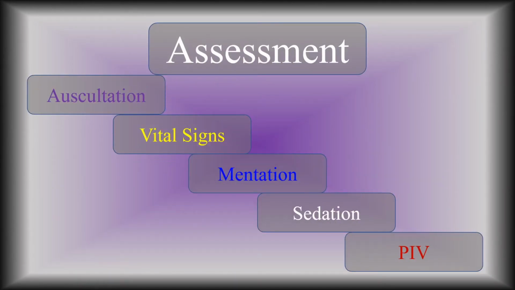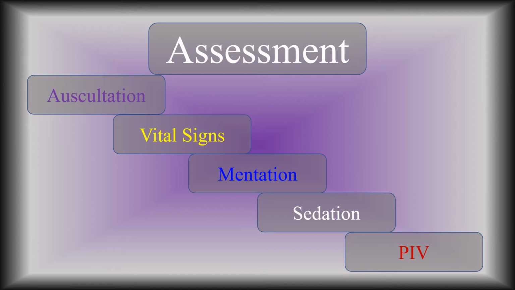So assessment: you and the respiratory therapist are going to go through your assessment together, right? You're going to auscultate the patient. Do they need a breathing treatment, etc.? Perhaps a lung collapsed, etc. Check the vital signs of the patient. How's the blood pressure? How's the heart rate? How's the respiratory rate? Check the mentation of the patient. Check the sedation levels of the patient. Do you have any other medications that you can give? Any PRNs available? Check the PIV. Make sure the PIV is not infiltrated, and that stands for peripheral IV, right?